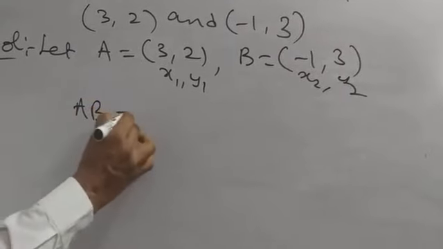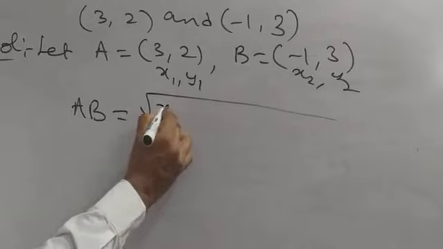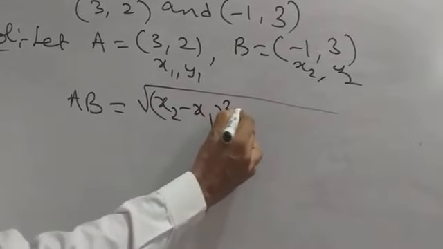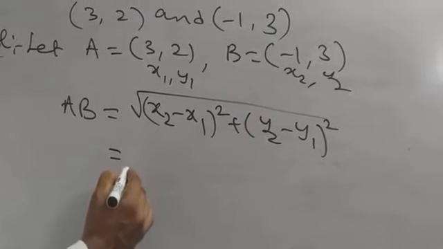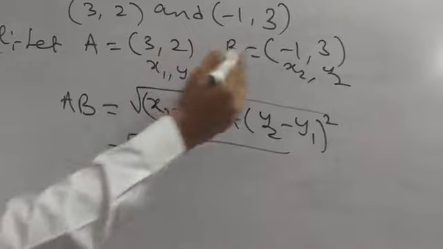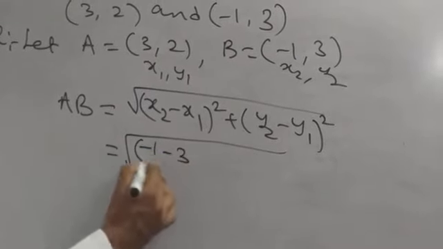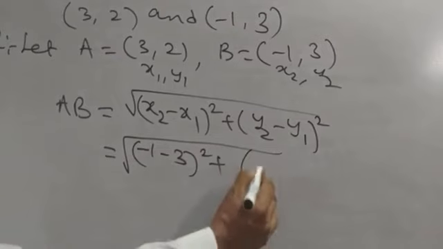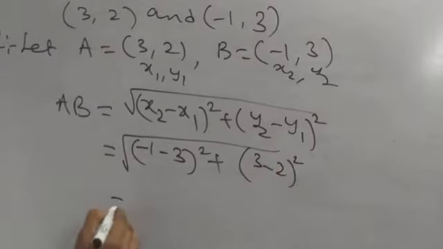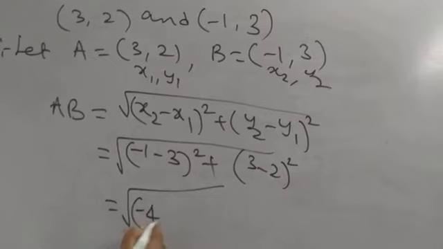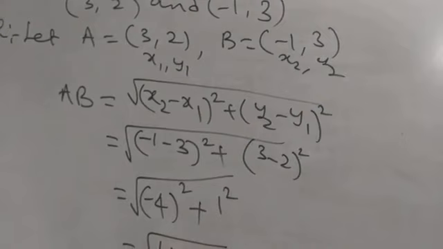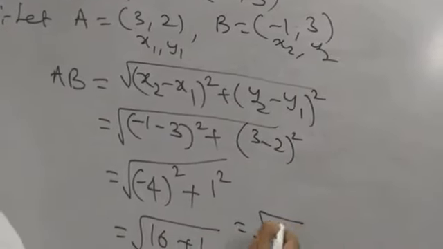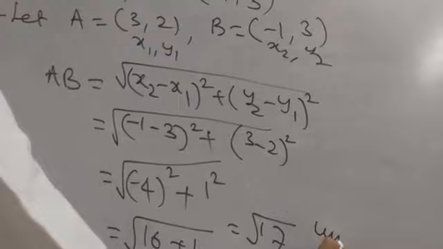Then the distance AB is nothing but root over x2 minus x1 whole square plus y2 minus y1 whole square. That is nothing but root over, here x2 value is -1, so -1 minus 3 whole square plus 3 minus 2 whole square. That is nothing but -4 whole square plus 1 square. That is nothing but 16 plus 1 is equal to root 17 units.